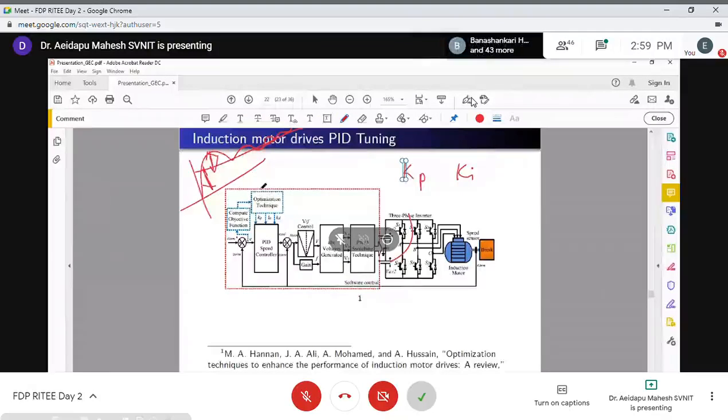So these diagrams I have taken from this paper. If somebody would like to read more about this topic, you can refer to this paper to get more idea.